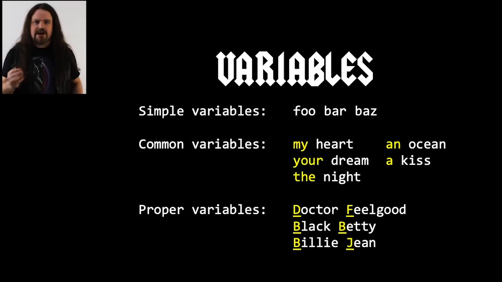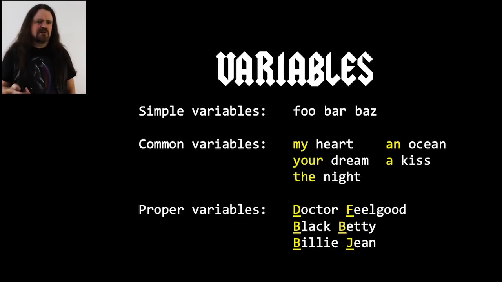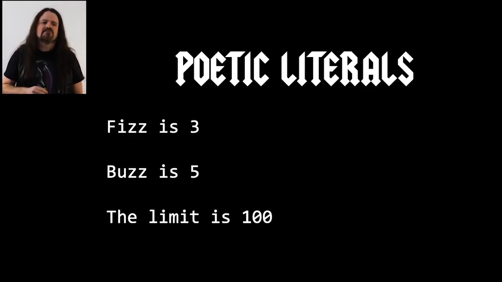As long as you keep starting with capitals, you can just chain them together. Now, quite often in programming, we need to initialize variables with numeric values. And that's kind of hard to do in rock and roll. There's only so many songs you can write about someone's phone number. So I thought, fizz is 3, buzz is 5, the limit is 100. Because we got to write FizzBuzz, right? Otherwise, how can you interview Rockstar developers?